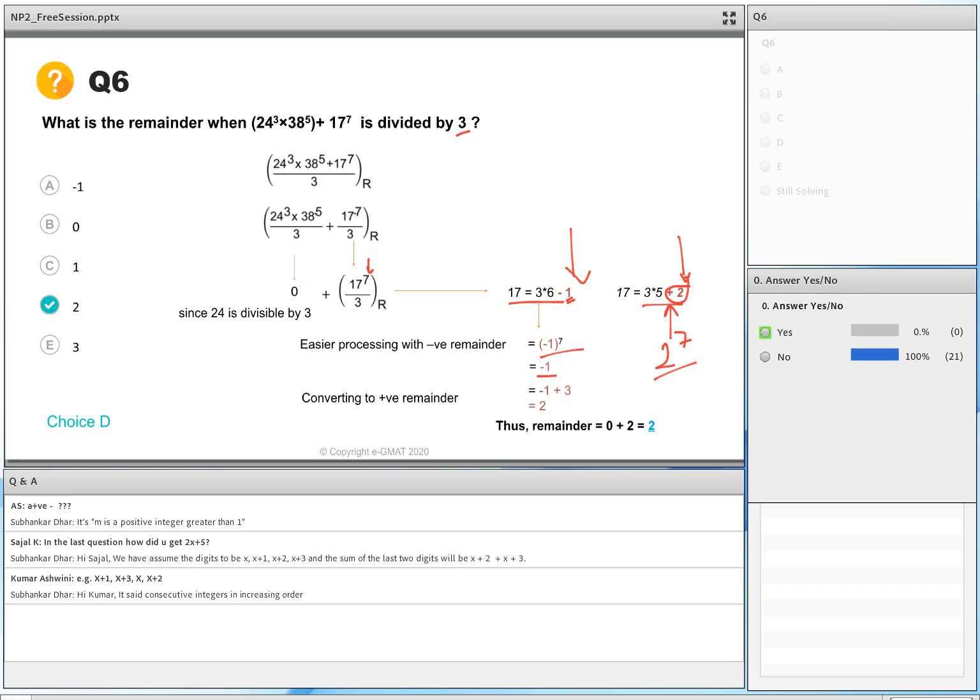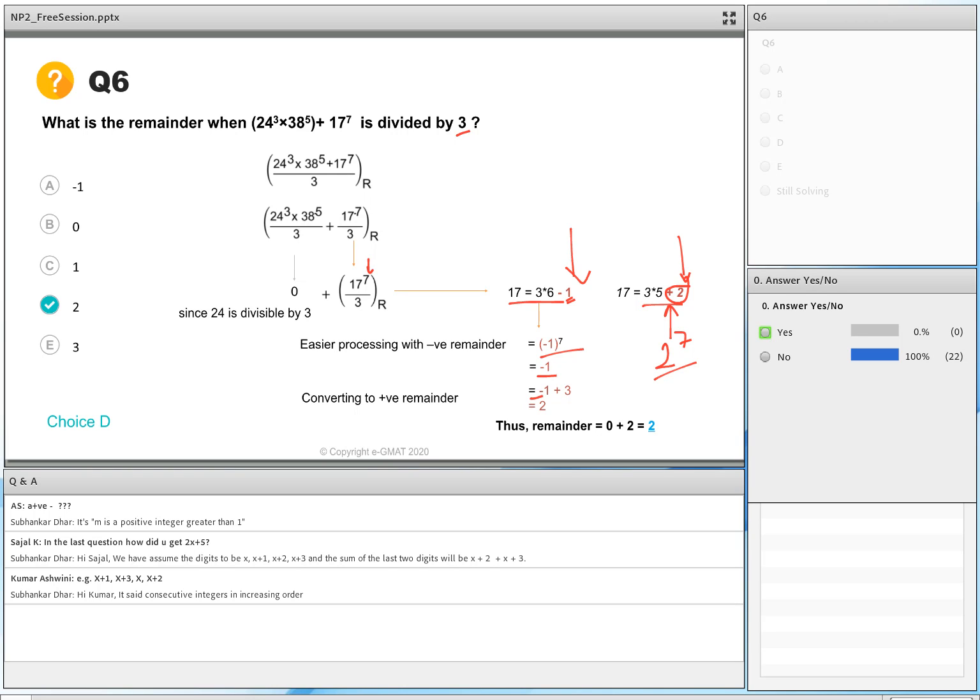No. I told you this before, that whenever you use negative remainders, please ensure that you change the negative remainder to a positive remainder to mark the answer, because negative remainders are only used for simplifying the calculations. They can never be the correct answer. So here I have to change -1 to a positive remainder.